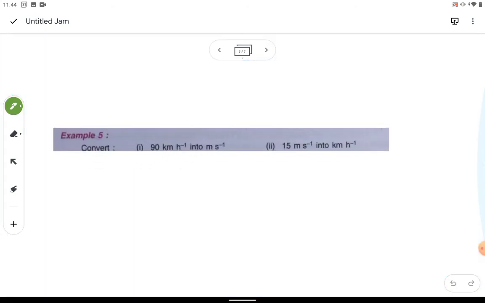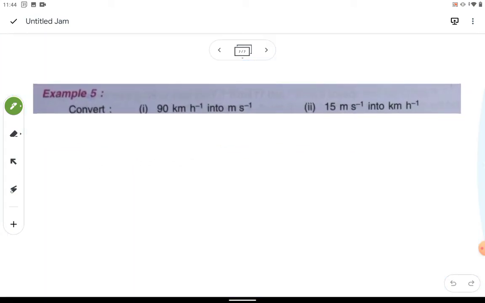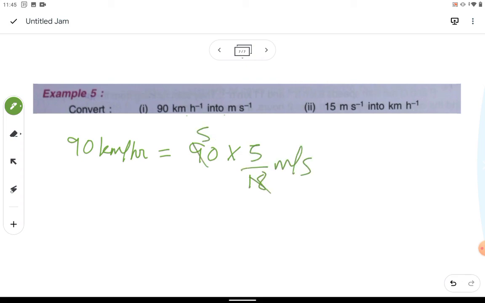Alright, so let us do two sums to understand. So kilometer per hour to meter per second, so we have to multiply by 5 by 18, so 90 kilometer per hour is equal to 90 into 5 by 18 meter per second. 18 into 5, 25 meter per second. That's the first sum.